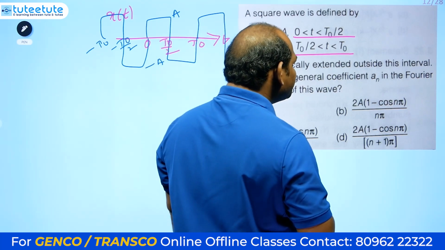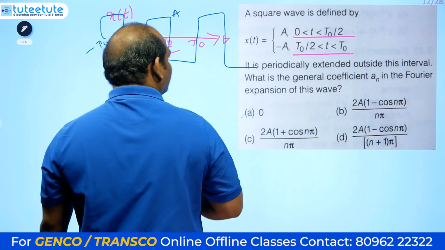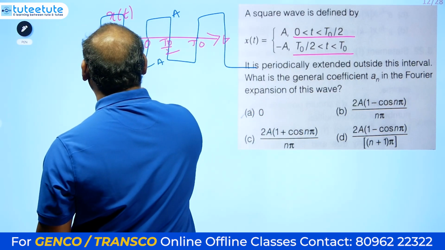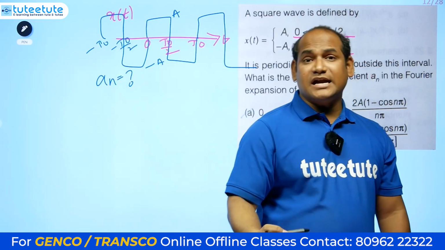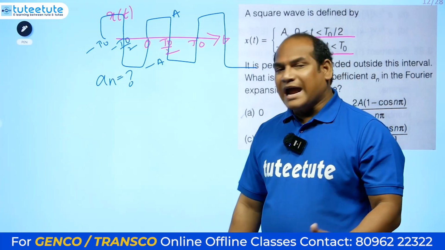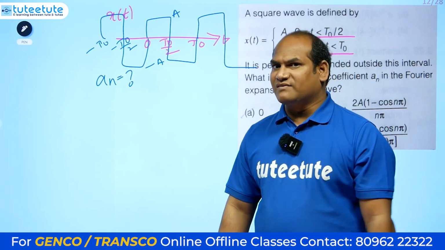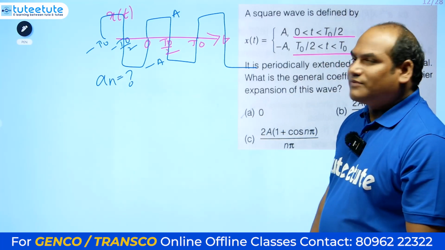What is the general coefficient a n in the Fourier expansion of this particular wave? Okay, they are asking about a n. We have three coefficients in case of the trigonometric Fourier series: a0, a n, b n. Actually a0 is the DC value, and a n and b n are with respect to frequencies only. These are related to harmonics. So what is the a n value?